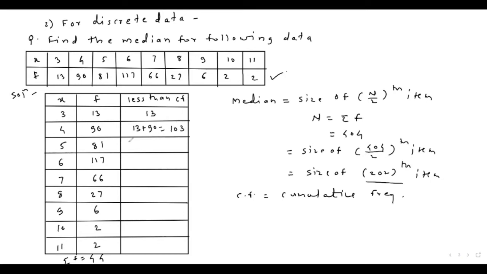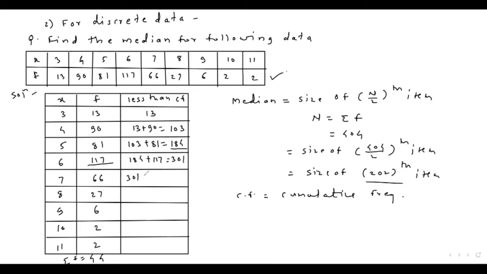Again, to this summation, that is 103, we add the next value of frequency, that is 81, and we get the next value of less than CF as 184. Again, to 184 we add the next frequency, that is 117. The summation is 301. In this manner, we can have all the values.